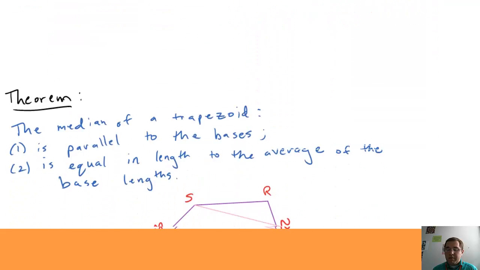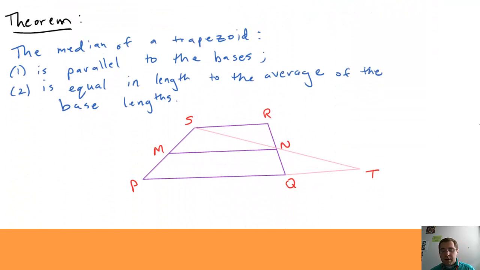Now that we know what a median of a trapezoid is, here's a theorem about the median of a trapezoid. This theorem has 2 conclusions. First, the median of the trapezoid is parallel to each of the bases of the trapezoid. And second, the median of a trapezoid is equal in length to the average of the base lengths. Average means we add them up and divide by the number of them we have. So the average of the bases will be to add up the 2 base lengths and then divide by 2.